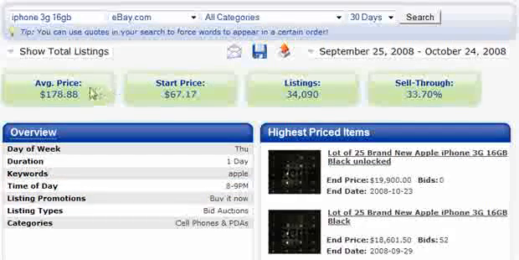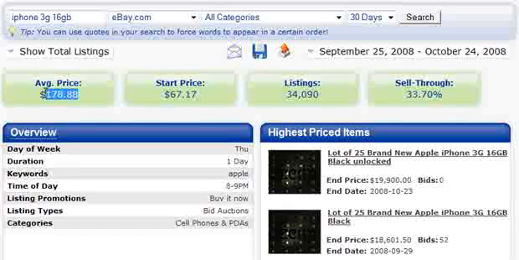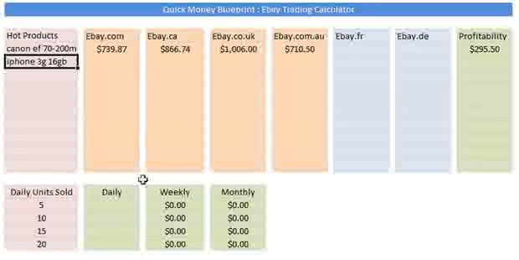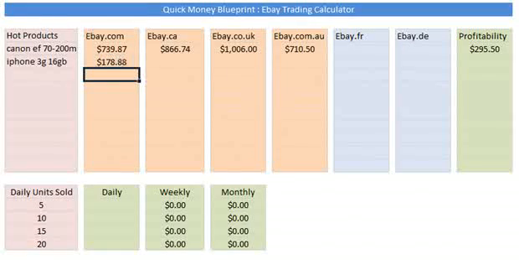It looks like you can buy it in the US for around $178. If you know anything about cell phones, you might think, wow, that's really cheap. It is really cheap, and a lot of people do sell iPhones cheaper on eBay than you can get them in the stores. That's just the way the eBay market works. So on eBay.com, around $178. Let's start by filling in $178.88.